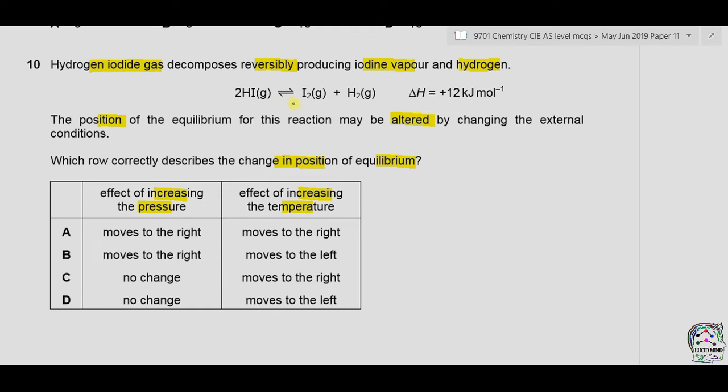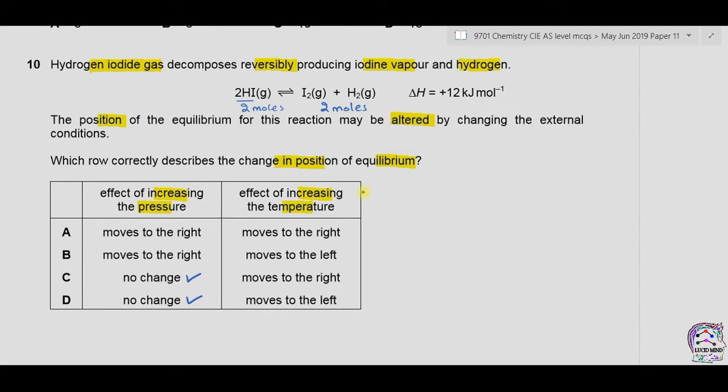Let's look into the number of moles of the reactants and products. So we can see that 2 moles of HI gas are decomposing. So it is 2 moles on the reactant side, and 1 mole of iodine and 1 mole of hydrogen gas is formed. So therefore there are 2 moles of product being formed. As the number of moles of reactant and product is equal, there will be no effect of pressure on the position of equilibrium. This is because pressure will affect the reactant and product in equal manner, so therefore there is no change.